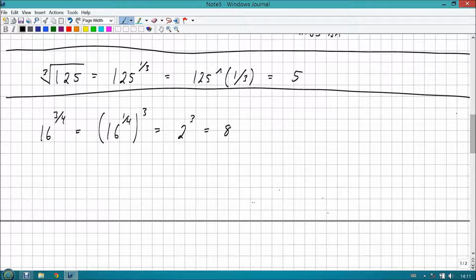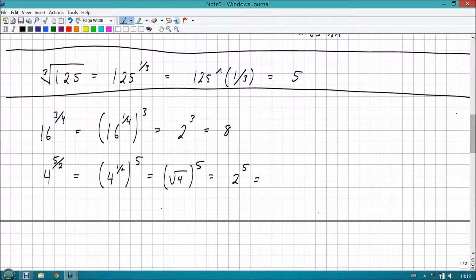It does make my life a little bit easier to break it apart like that, especially if it's numbers that I already know the roots to. For example, if I had 4 to the 5/2, well, I can turn this into 4 to the 1/2 raised to the 5th. 4 to the 1/2 is the square root of 4 raised to the 5th. And what's the square root of 4? You guessed it, 2. And then 2 to the 5th is pretty easy to do in your head. 2, 4, 8, 16, 32. This is going to be 32.